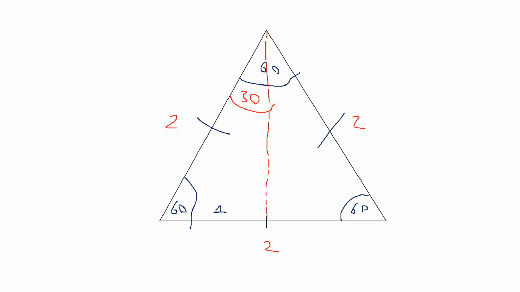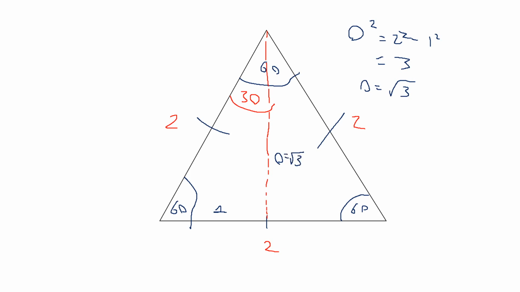So then what's this side here going to be? Well, this side here, if I call it the opposite, O squared is equal to 2 squared minus 1 squared, which is equal to 3. So O is equal to root 3. Yeah?